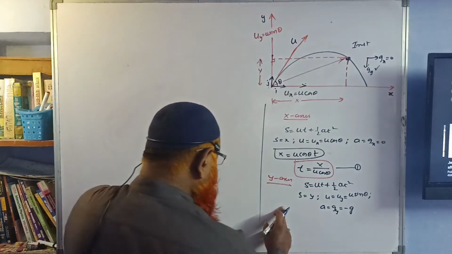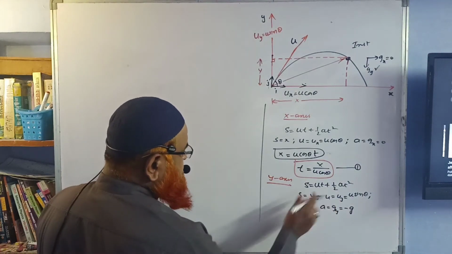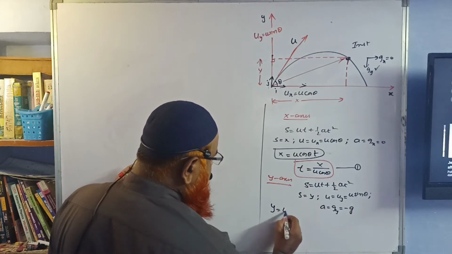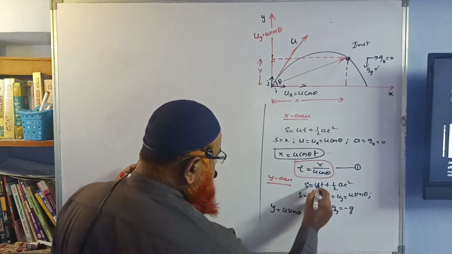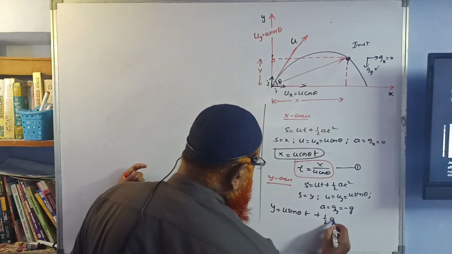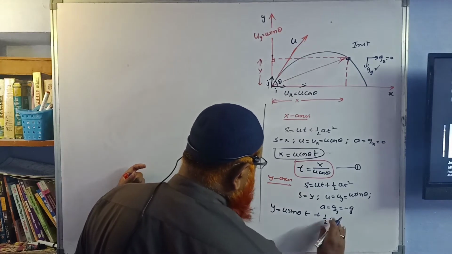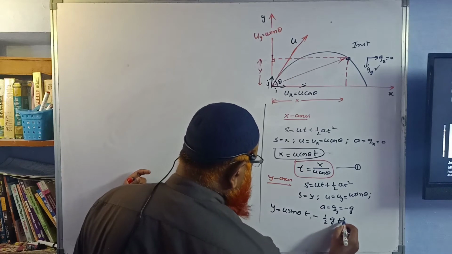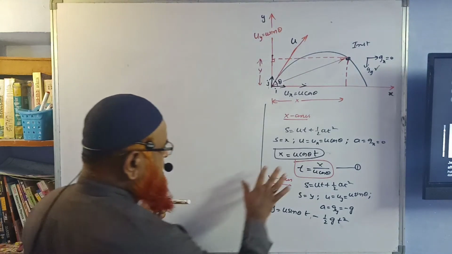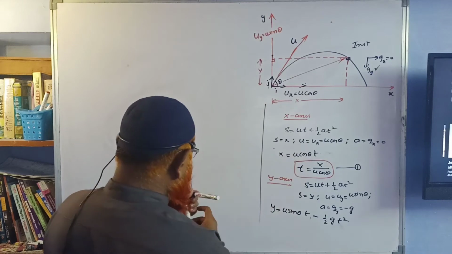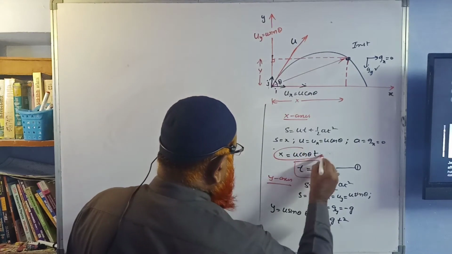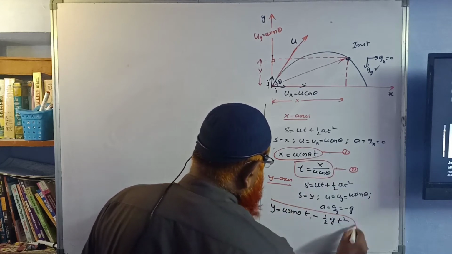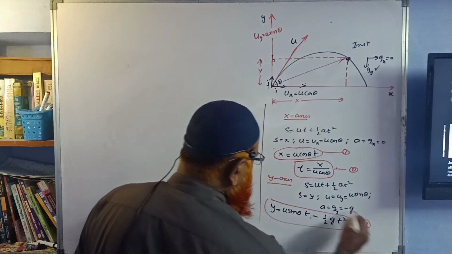Let us see. If you substitute the data here, you get y is equal to uy, which is u sin theta into t, as usual, and half at square, where a is minus g, so you get minus half g t square. So this is the equation you are getting. Let me mark with the red pen: take this equation as 1, this as 2, and this equation as 3.